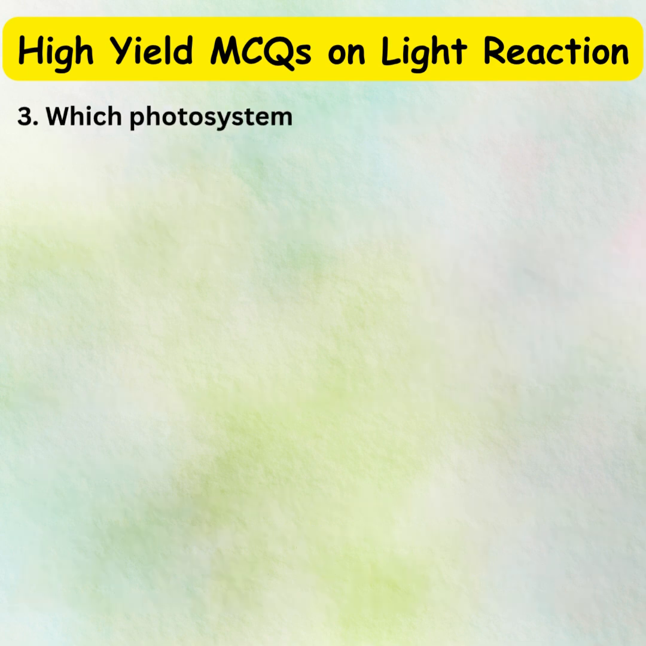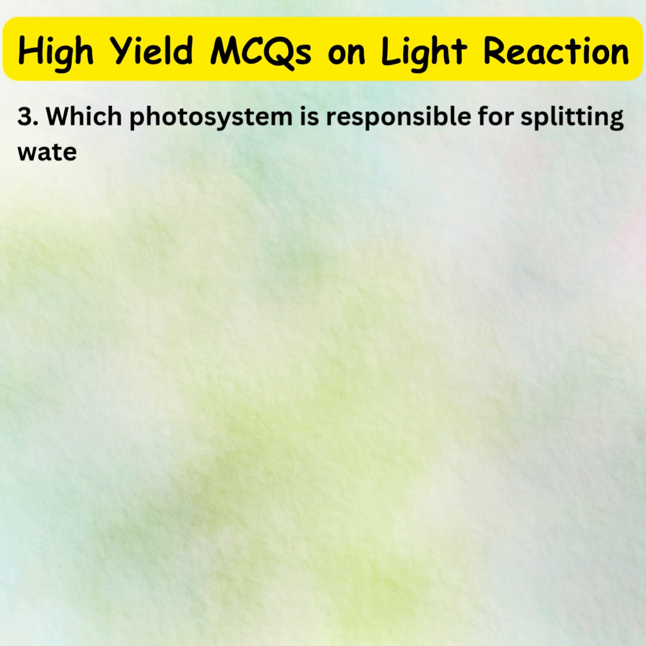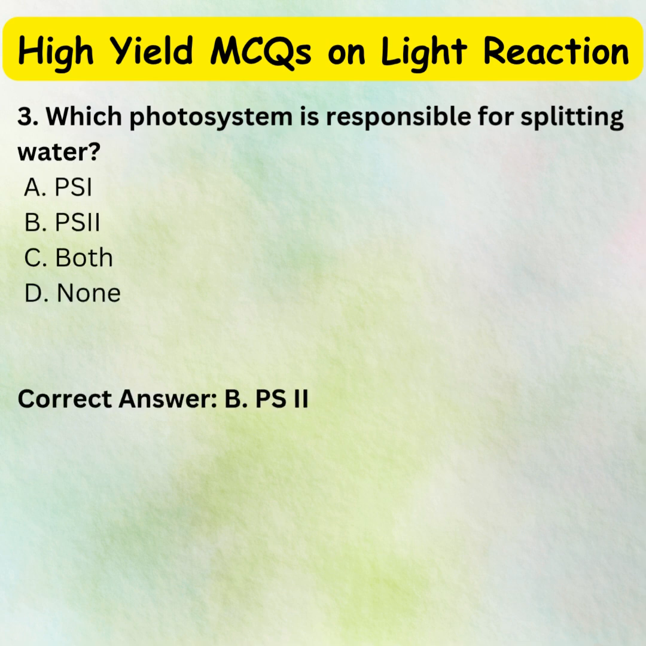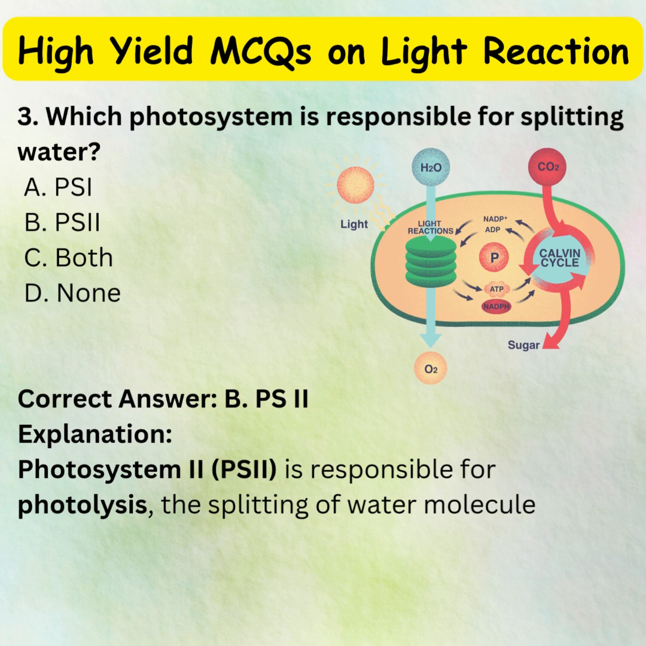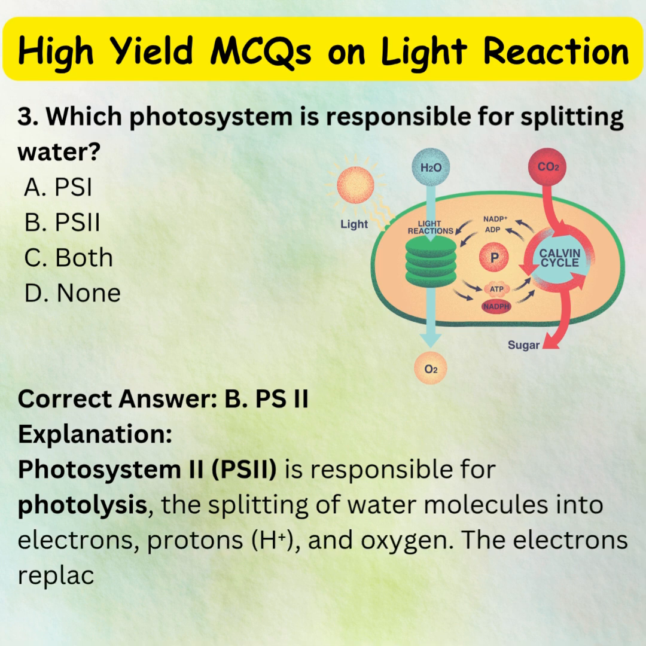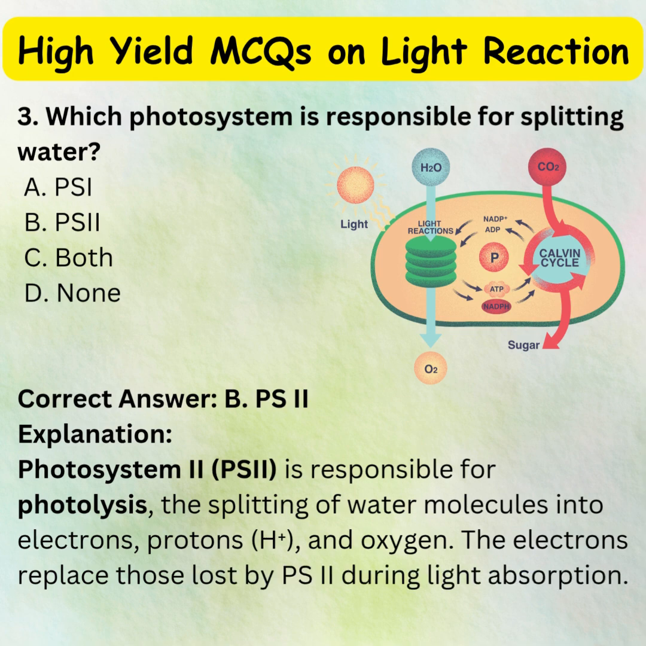Question 3. Which photosystem is responsible for splitting water? A. PS1, B. PS2, C. Both, D. None. Correct answer is option B, PS2. Photosystem 2 is responsible for photolysis, the splitting of water molecules into electrons, protons, and oxygen. The electrons replace those lost by PS2 during light absorption.